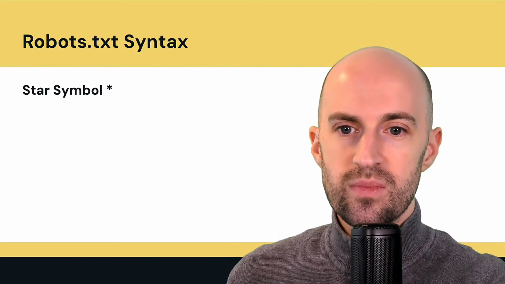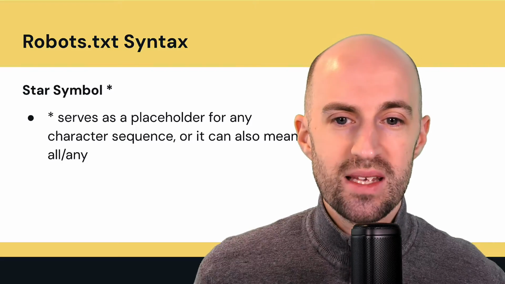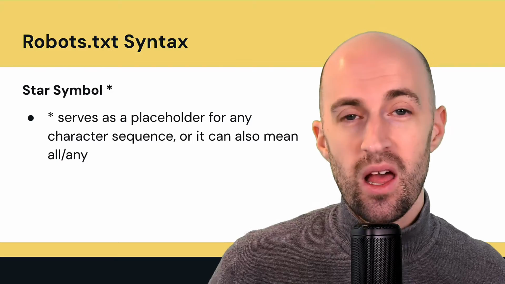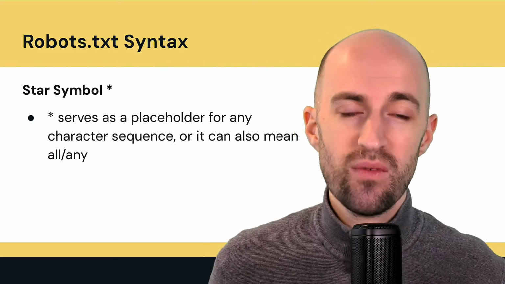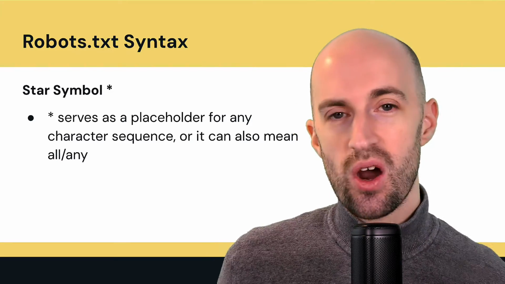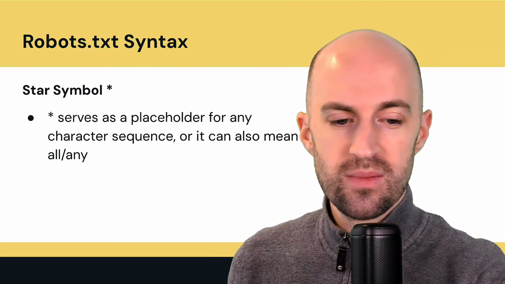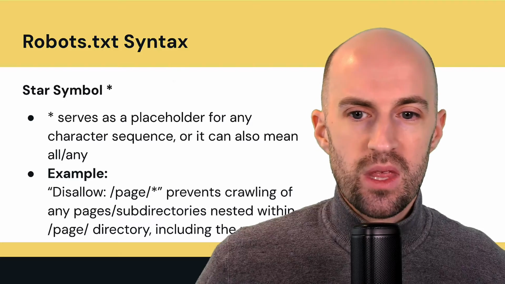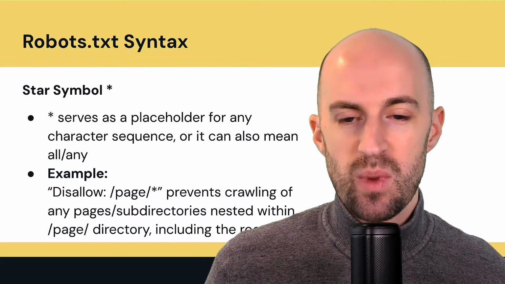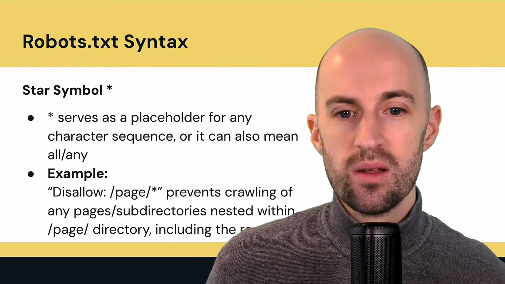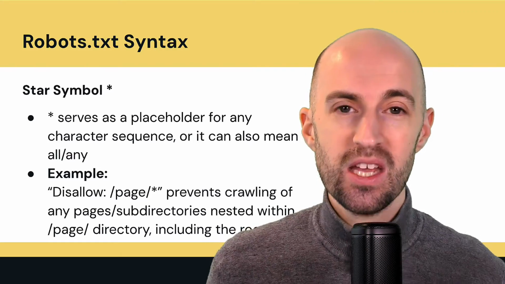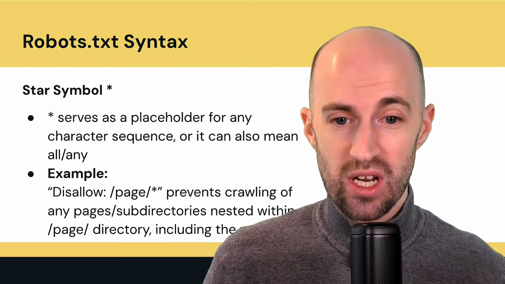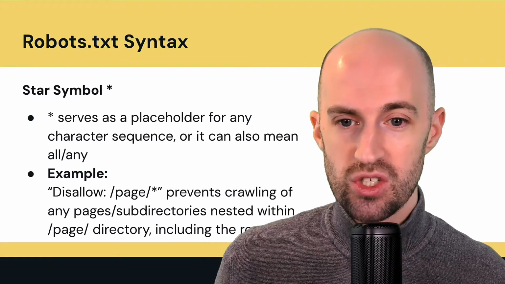Star symbol. So the star symbol serves as a placeholder for any character sequence, or it can also mean all and any. Like we just covered, a user agent star means all user agents. So just something that you can use. So disallow /page/*. This prevents crawling of any pages or subdirectories that are nested within the /page directory, including the root page of page.